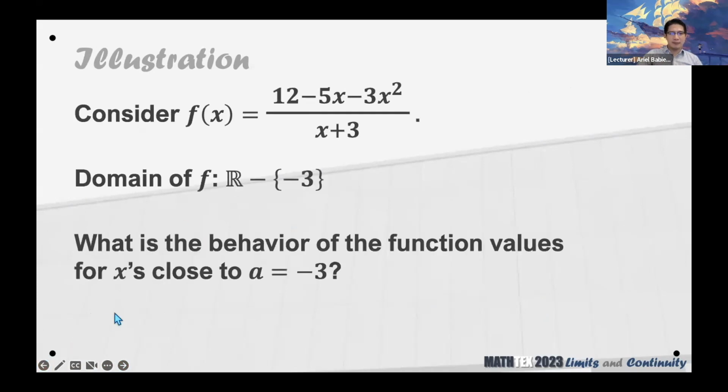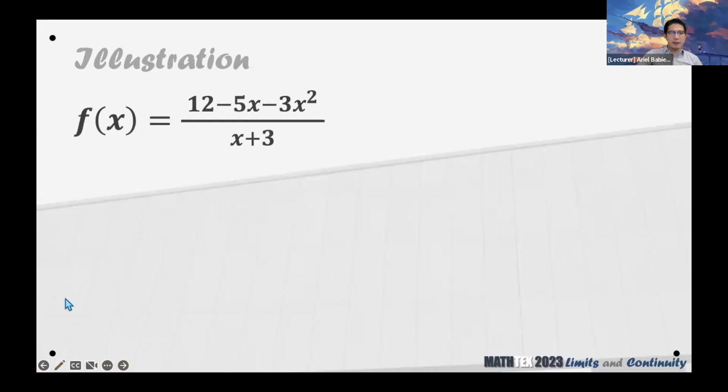Tama ba? Nasaan na yun? Yan. You can do some simplification for this one. In fact, the numerator here is factorable. Tama ba? Yeah, you can do some factorization here. You can factor the numerator as negative 3x. Baka mali ako ha. Plus 4. Hula ko lang muna to. Minus 4 po ba?